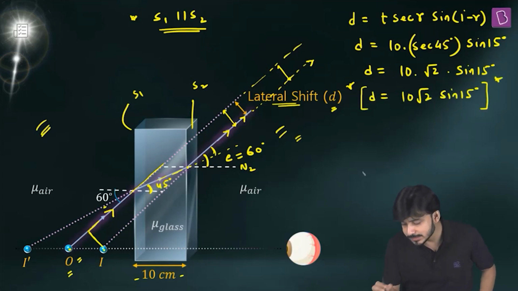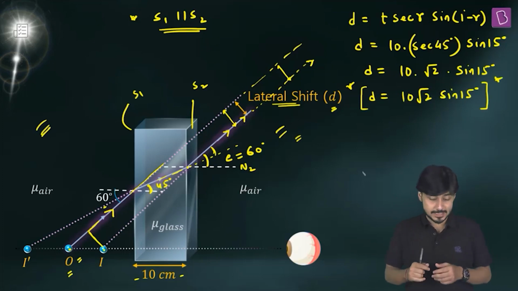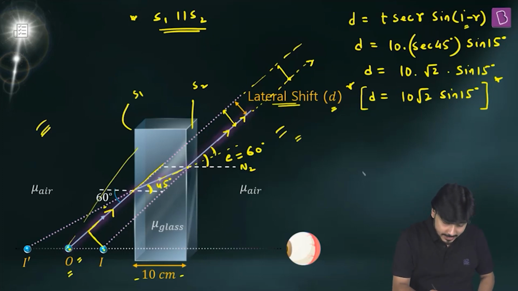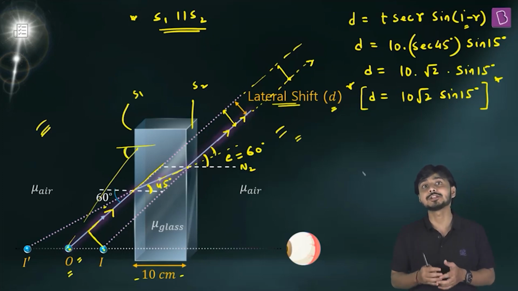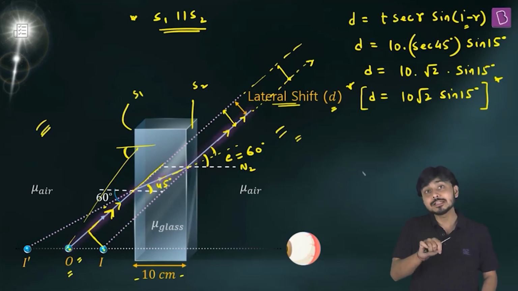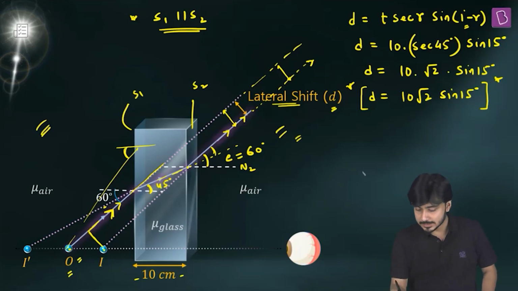If I give you a simple problem, will it be the same for all the incident rays? No. It depends on the angle of incidence. Say you take a different ray with a different angle of incidence, the parallel shift, the lateral shift, will be different. Correct? So it is the lateral shift for this particular ray, which has an angle of incidence of 60 degrees and an angle of refraction of 45 degrees. So the answer to this problem will be 10 root 2 sine 15 degrees.